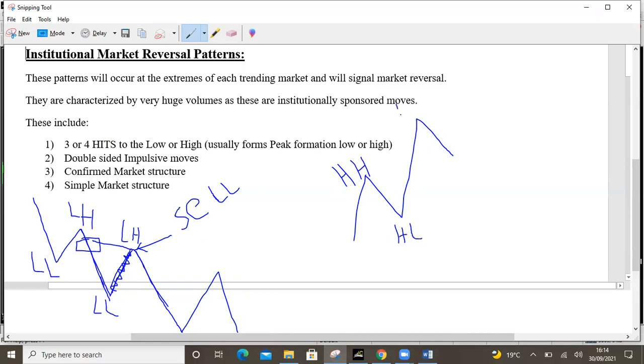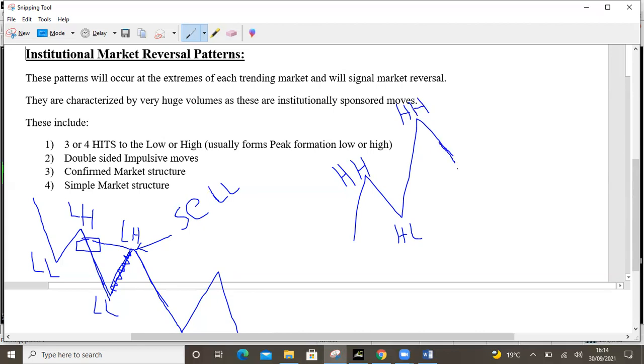And this is the second higher high. Now, once you get the second higher high, it means that the market structure has been confirmed, meaning now we are on a buying cycle.